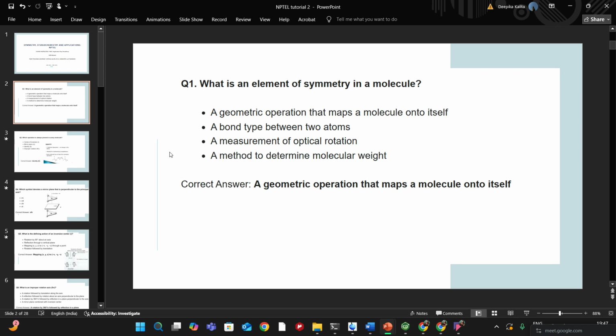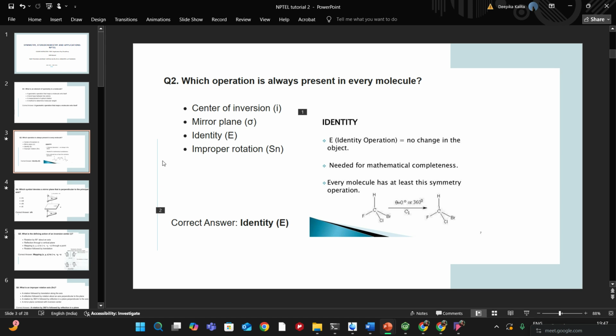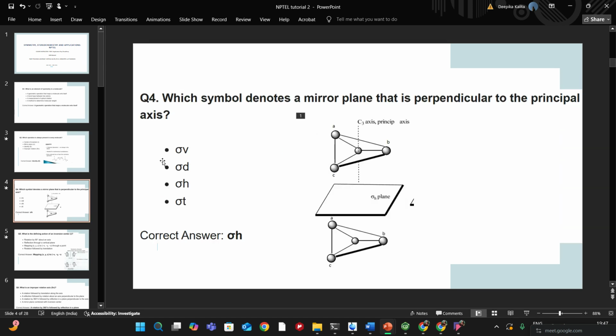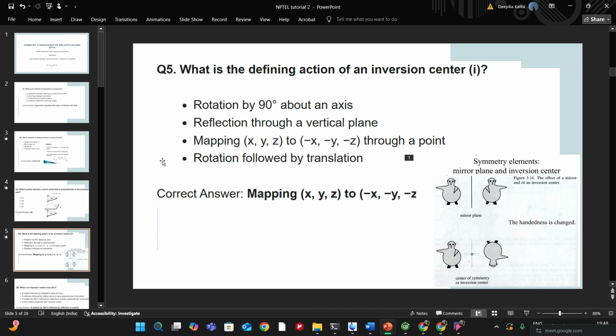So we started with the simple definition of element of symmetry in a molecule. Then we talked about such an element of symmetry which is present in all the molecules in nature, which is the identity, which basically means no change in the object. Then we talked about a mirror plane which is perpendicular to axis of symmetry, as well as the inversion center which maps an object from xyz coordination in space to minus x, minus y and minus z coordination.